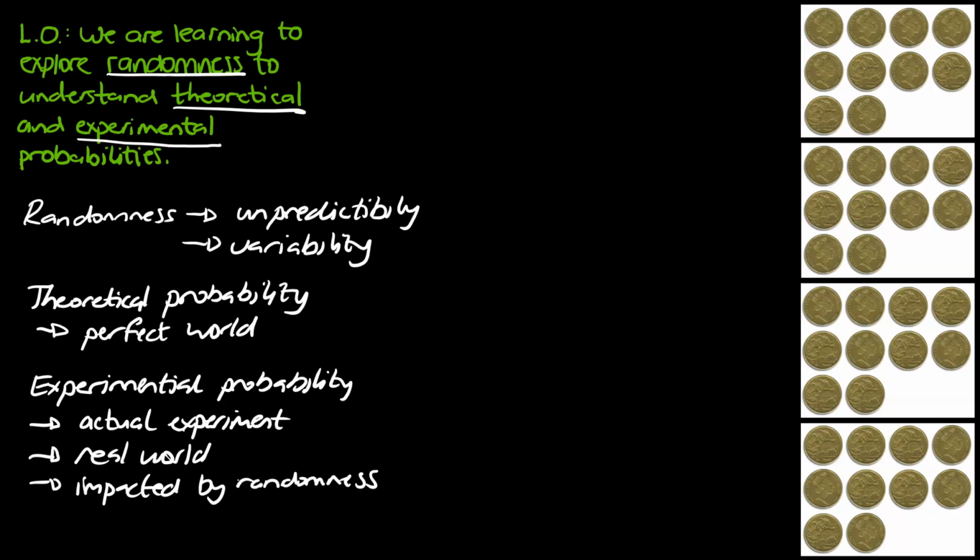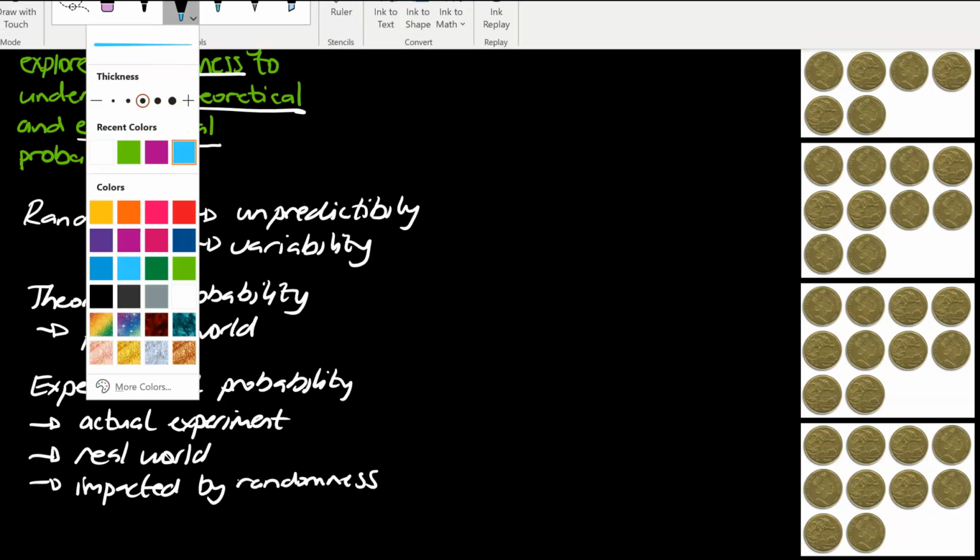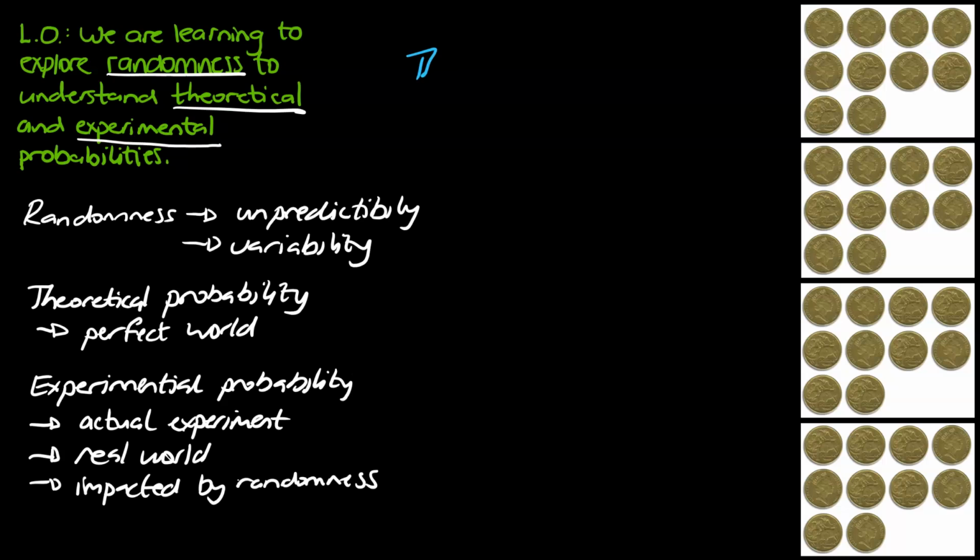On the right-hand side, we've got four experiments that I did. I went onto a website, random.org, and asked it to flip 10 random coins, and these are all the results. Before we look at those, let's change pen color and consider the theoretical probability of these first.